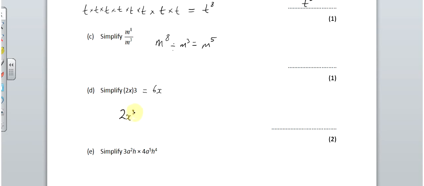So here we are. So 2x, that's what you should have done, 2x to the power 3. So that's 2x times 2x times 2x, which is 8x cubed.